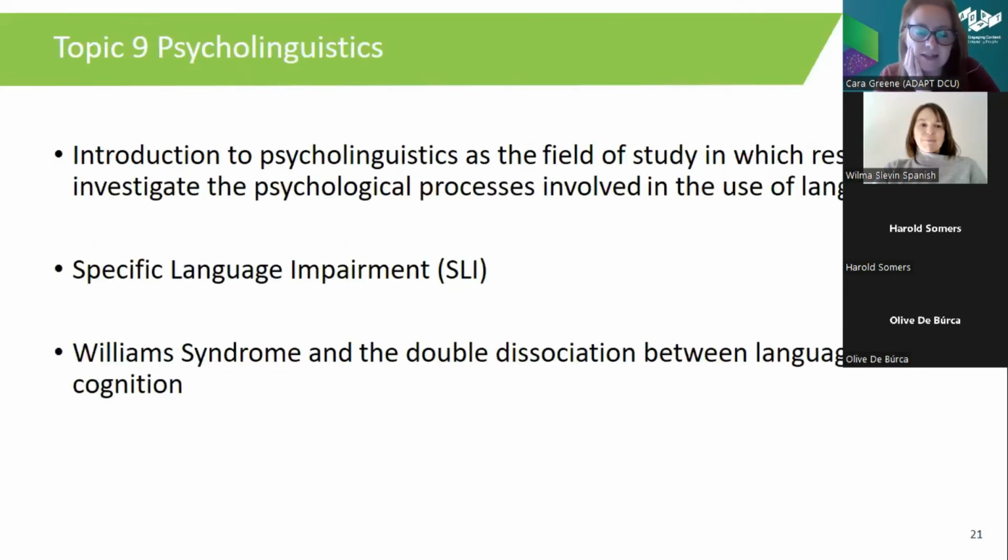Psycholinguistics then, topic 9. So again, an introduction, psychological processes involved in language. And in this one, we're going to look at specific language impairments. Obviously, there's a lot in psycholinguistics on language acquisition, but we've covered that. So we're looking here at specific language impairment and things like Williams syndrome and the double association there between language and cognition. So again, language in the brain and how we all come to it differently. That'll be an interesting topic, I think, for the students to cover.